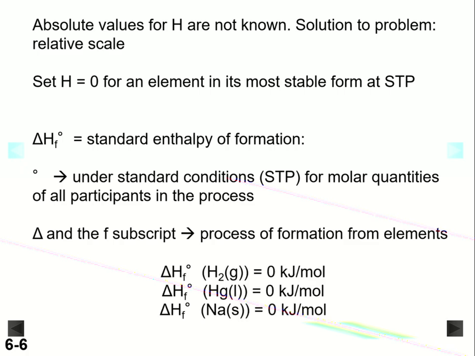So delta H sub F of H2 gas should be equal to 0. Since I'm forming an element from its element, there's no change. Delta H would be 0 for that process. So delta H of formation of hydrogen gas is 0. And remember, mercury is a liquid under standard conditions. So delta H of formation of mercury is 0 kilojoules. Notice these are all molar quantities, so they are per mole, so that defines how much material. For sodium, it would be sodium metal as a solid. That would have an enthalpy of formation of 0.